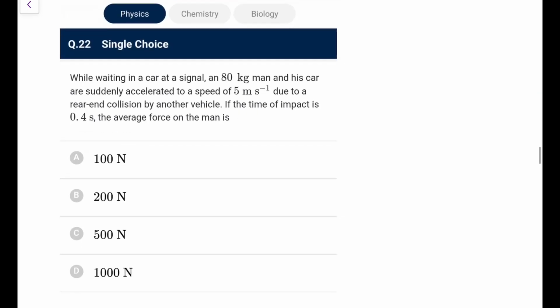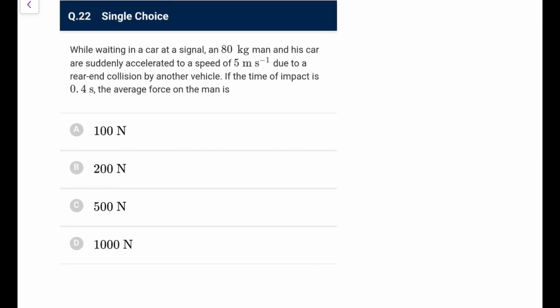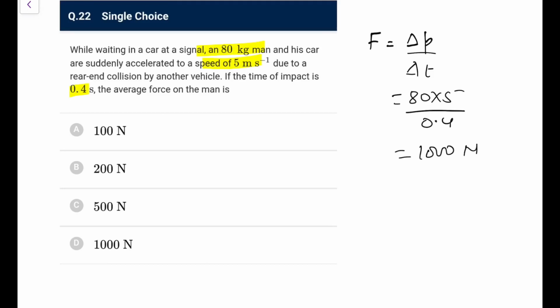Next one. While waiting in a car at a signal, an 80 kg man and his car suddenly accelerated to a speed of 5 meter per second due to a rear end collision by another vehicle. If the impact time is 0.4, the average force, so average force is delta p by delta t. So delta p is 80 into 5 total change divided by 0.4. So 400 by 0.4, that is 1000 Newton. You can go for option D directly.